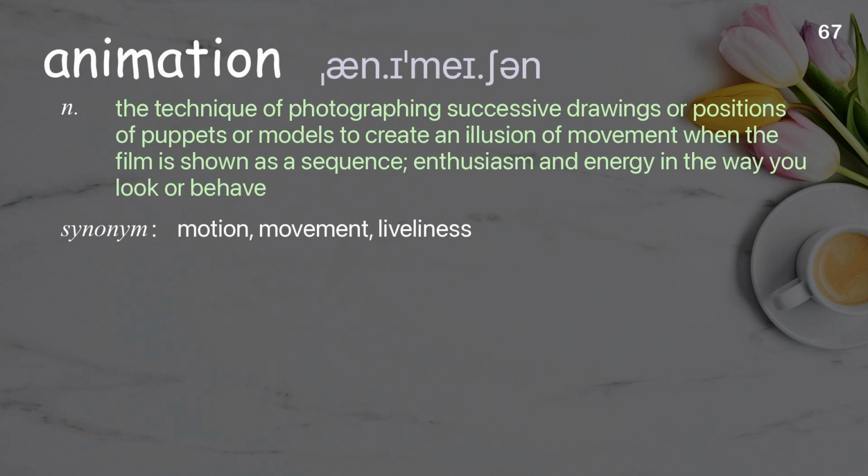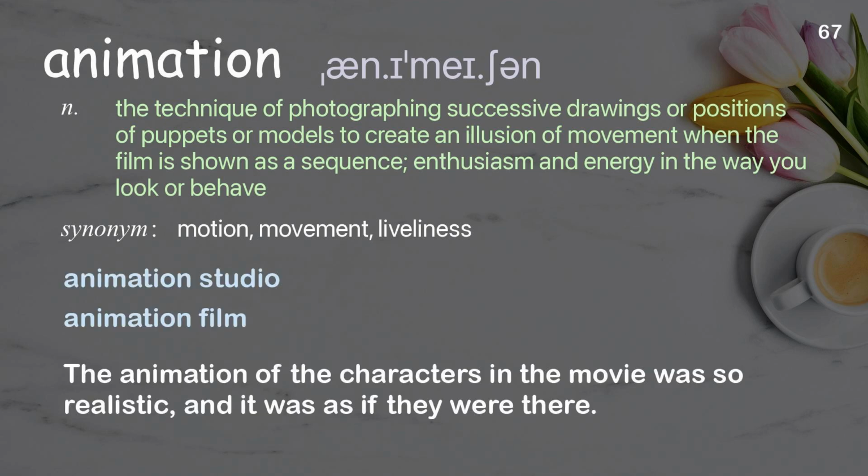Animation. The technique of photographing successive drawings or positions of puppets or models to create an illusion of movement when the film is shown as a sequence. Enthusiasm and energy in the way you look or behave. Examples: Animation studio. Animation film. The animation of the characters in the movie was so realistic, it was as if they were there.